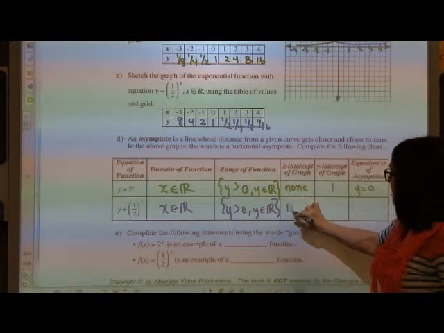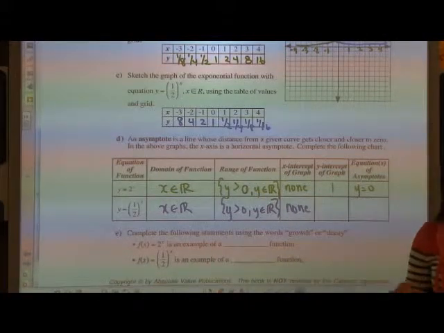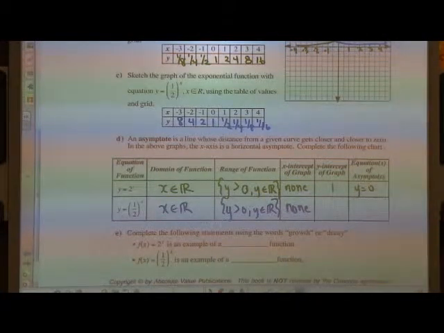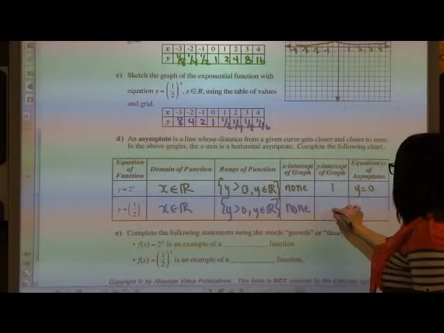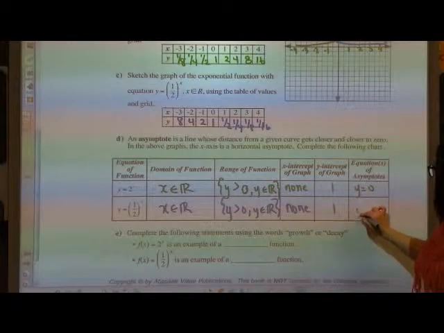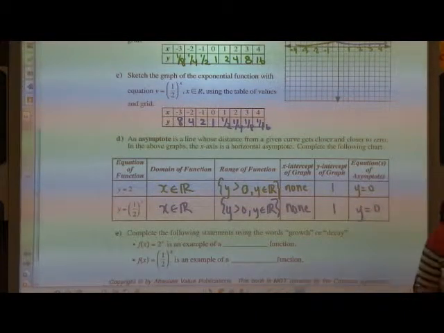There is no x-intercept because the graph does not cross the x-axis. The y-intercept is 1, and the equation of the asymptote is y equals 0.